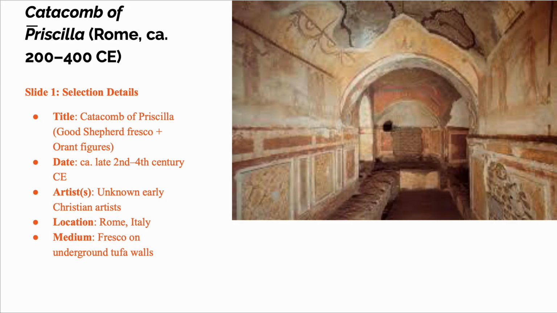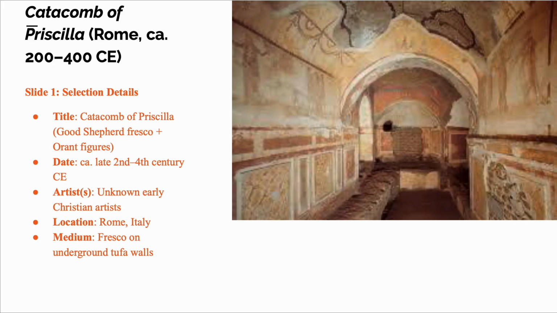Catacomb of Priscilla in Rome. The year was 200 to 400 Common Era. The date would be late 2nd to 4th century. The artist of the catacomb was unknown, an early Christian artist. The location of the Catacomb of Priscilla was in Rome, Italy.